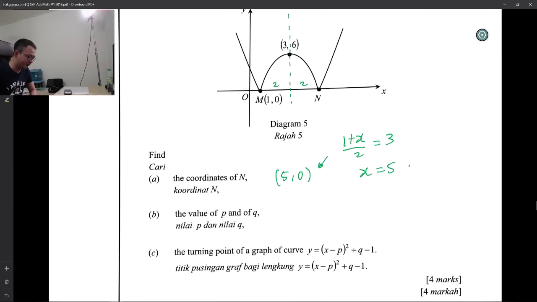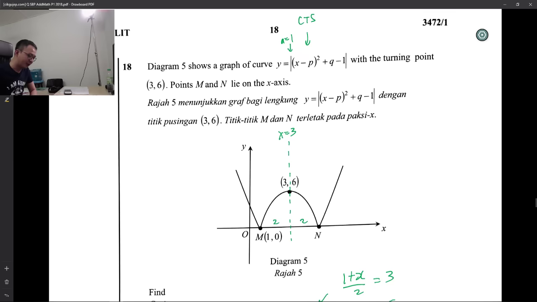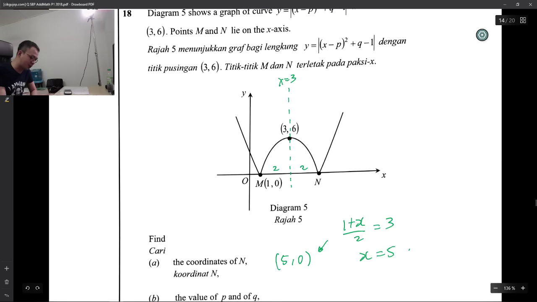Alright, then find the value of p and q. In order to find the value of p, because this one, a is supposedly positive, if without the modulus. This one supposedly should look like this. It should look like this pattern.